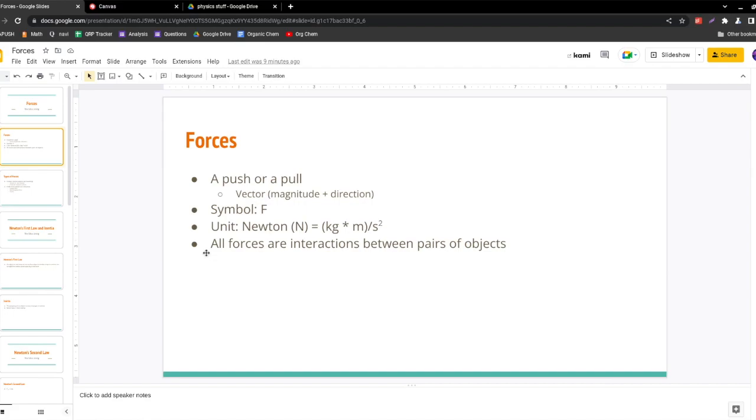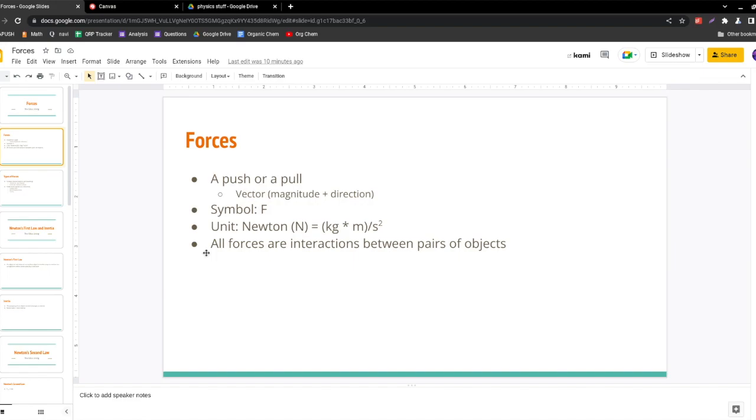Anyways, forces are vectors. They have magnitude and direction. The symbol is typically an uppercase F, to differentiate between different forces acting on the same object. We usually put in subscripts, so F subscript G would be the gravitational force, or F subscript A would be the applied force. And then moving on, we have units, which are in newtons, so that's kilograms times meters over seconds squared. And that will make more sense once we learn about Newton's second law.